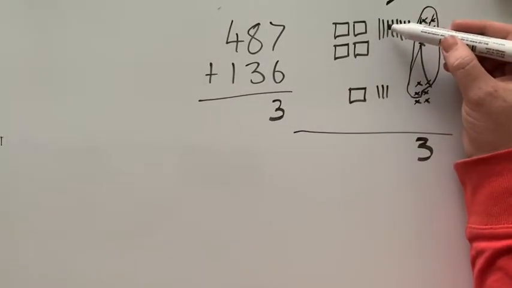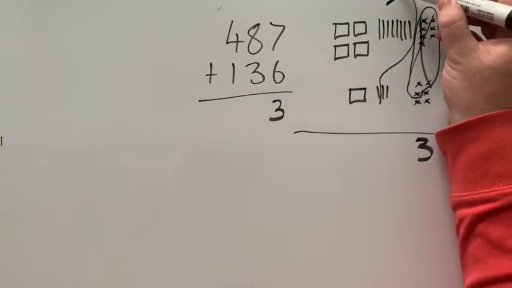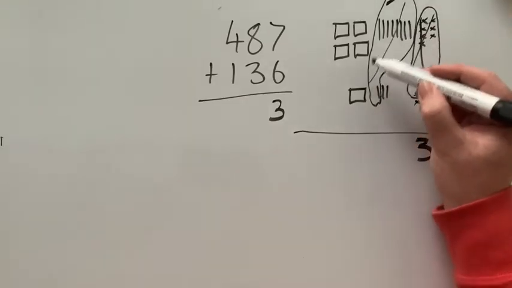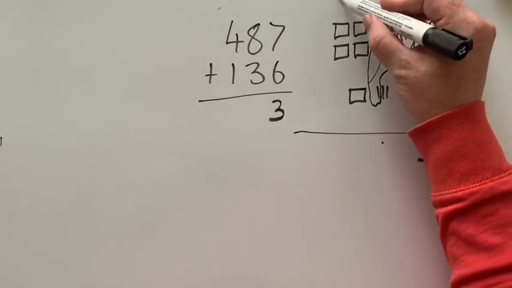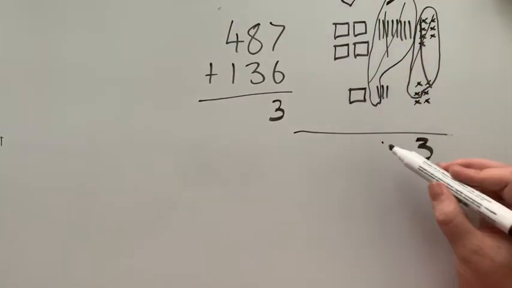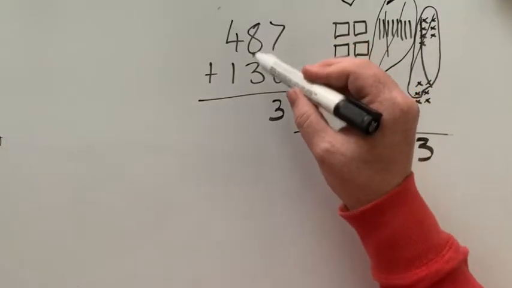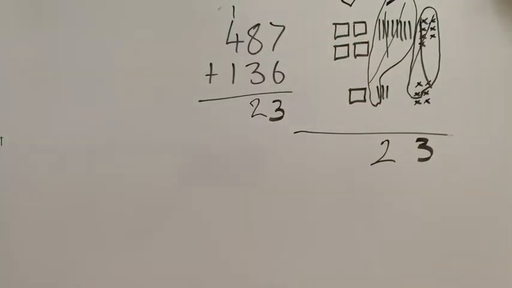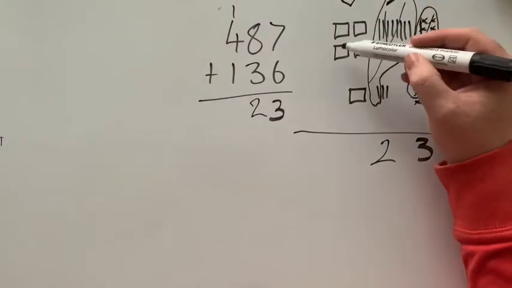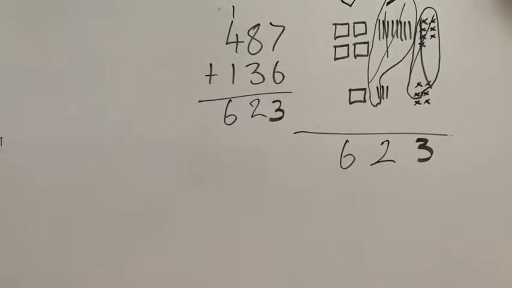1, 2, 3, 4, 5, 6, 7, 8, 9, 10. Oh, sorry, I'll cross them out. I need to do my 100 up here, and there are 2 10s left over. So there are 2 10s left over, my extra 100. And now 1, 2, 3, 4, 5, 6 hundreds in total. So 487 plus 136 equals 623.